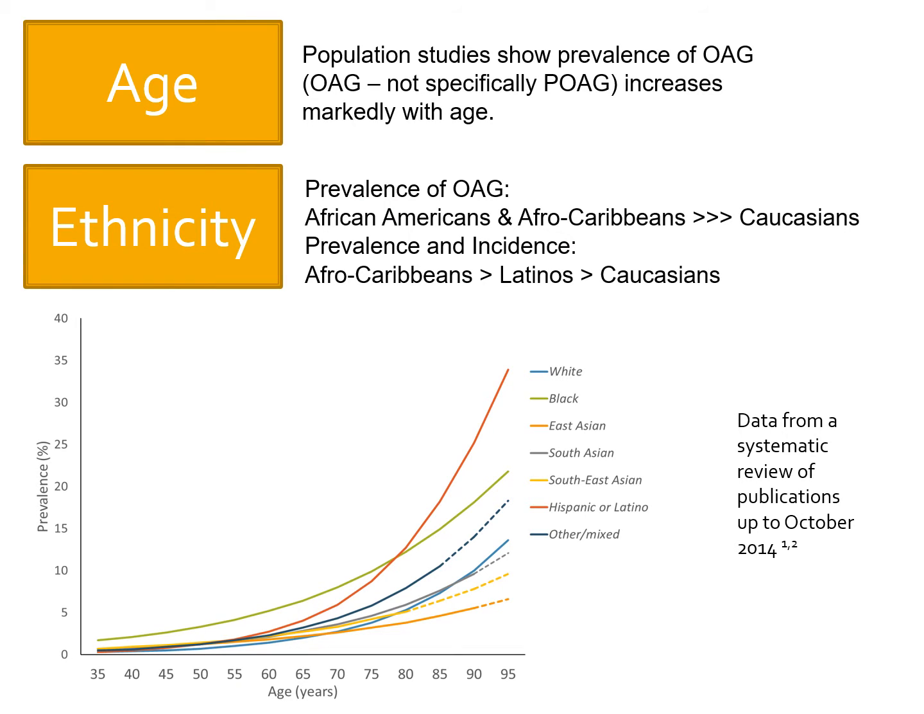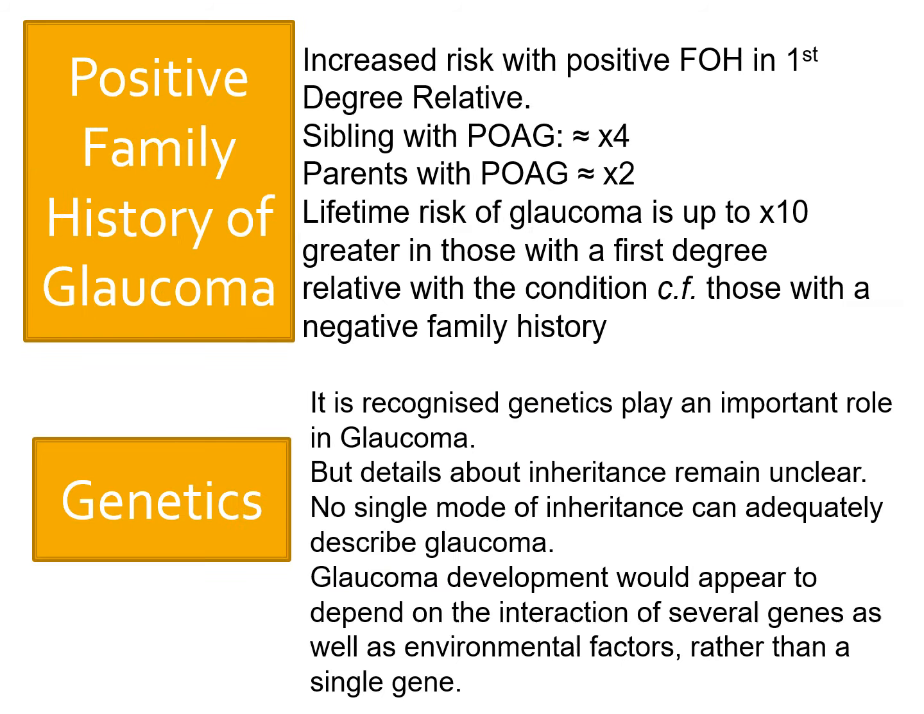So let's go through some of these. Age and ethnicity. Population studies definitely show the prevalence of OAG, that is to say OAG, not specifically POAG, increases markedly with age. And the prevalence is also racial. African Americans are greater than Caucasians. And the prevalence and incidence, Afro-Caribbeans are greater than Latinos, which are greater than Caucasians. So those things increase our risk of having or getting glaucoma.